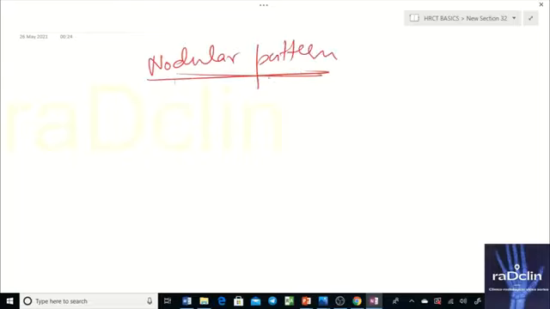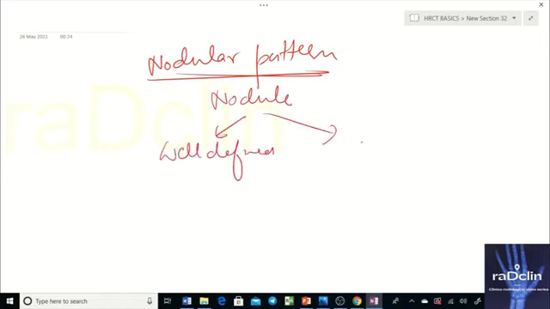Nodular pattern on X-ray simply will be nodules only. There is nothing different. There will be nodules, multiple nodules, single nodule. It would be either a solid nodule or a ground glass nodule. That is what it is. The only thing that you need to know is whether the nodule is well defined or ill defined, because these have some implications.